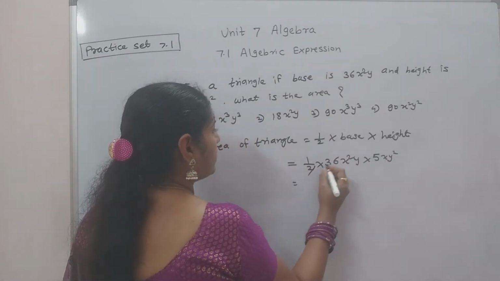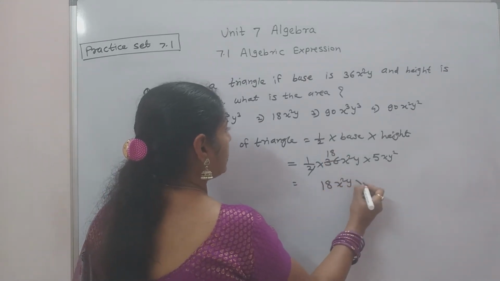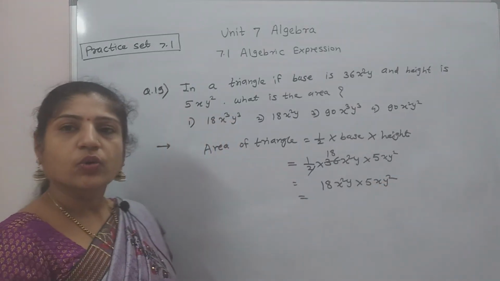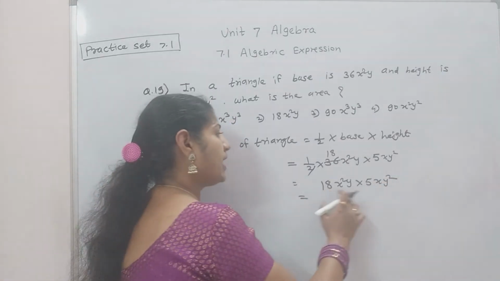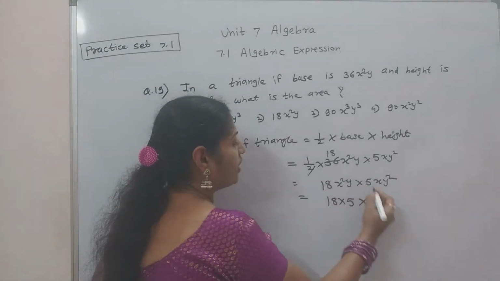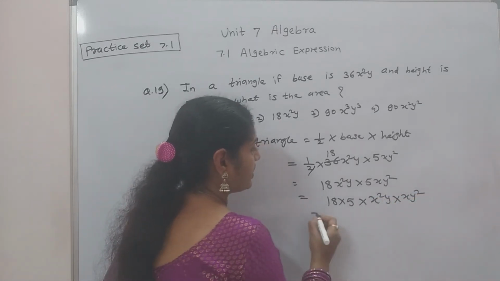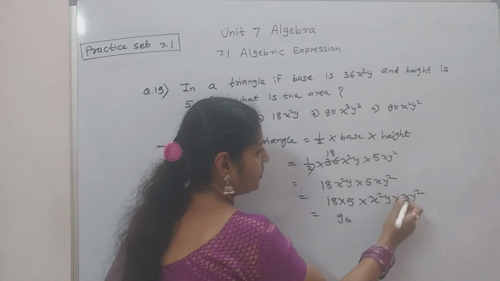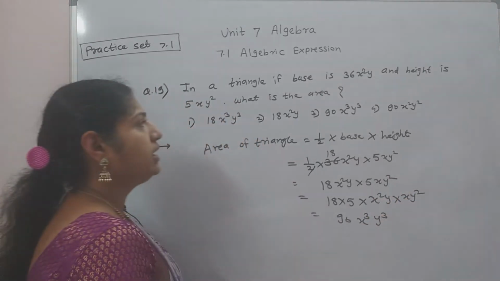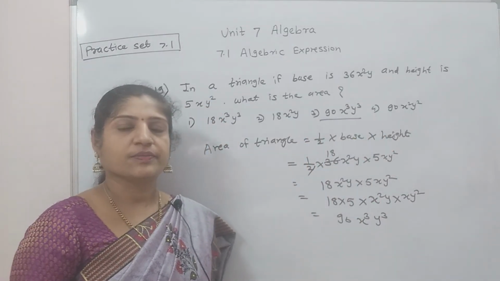2 denominator 2, so here is the 18x square y into 5xy square. Multiplication of two terms. First multiply the numbers, coefficient, 18 into 5, then variable x square y into xy square. 90, x square into x, x cube, y into y square, y cube, so 90 x cube y cube. Option number 3 is the answer.